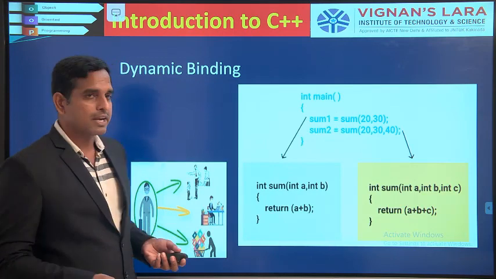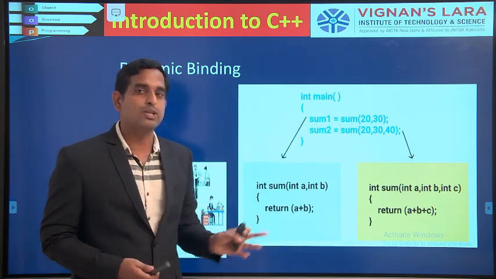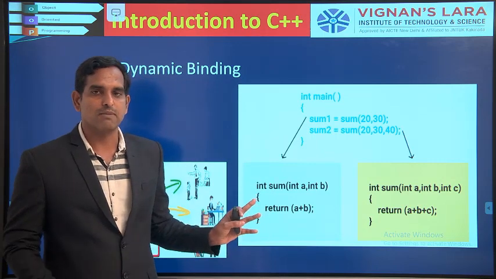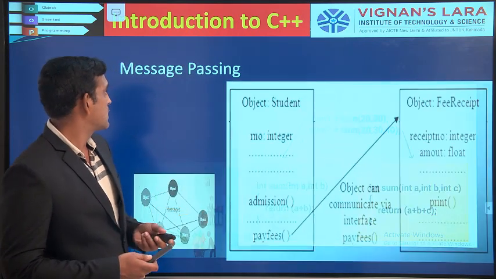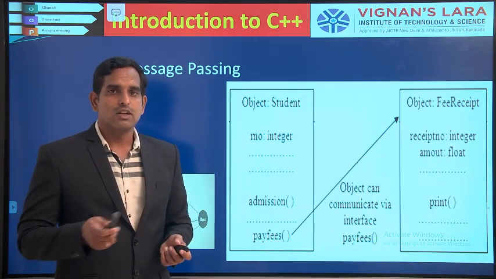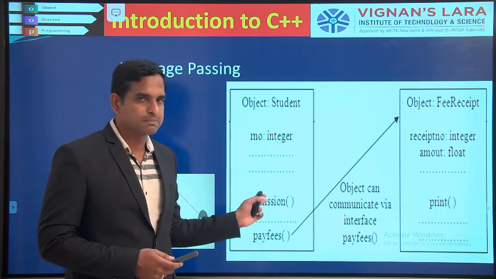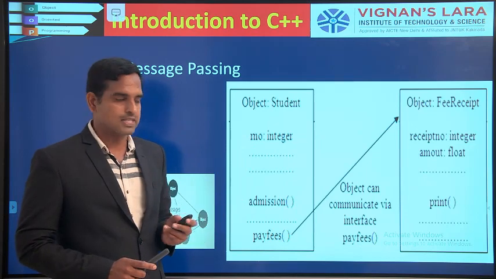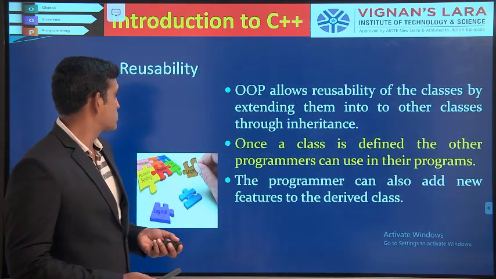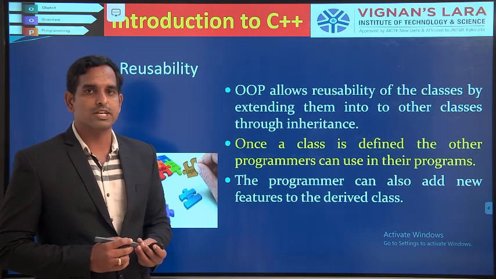And dynamic binding, that is the binding which happens during the execution time of a program, we will call dynamic binding. And message passing, where one object communicates with another object through messages. And also the last three key concepts of object-oriented programming.